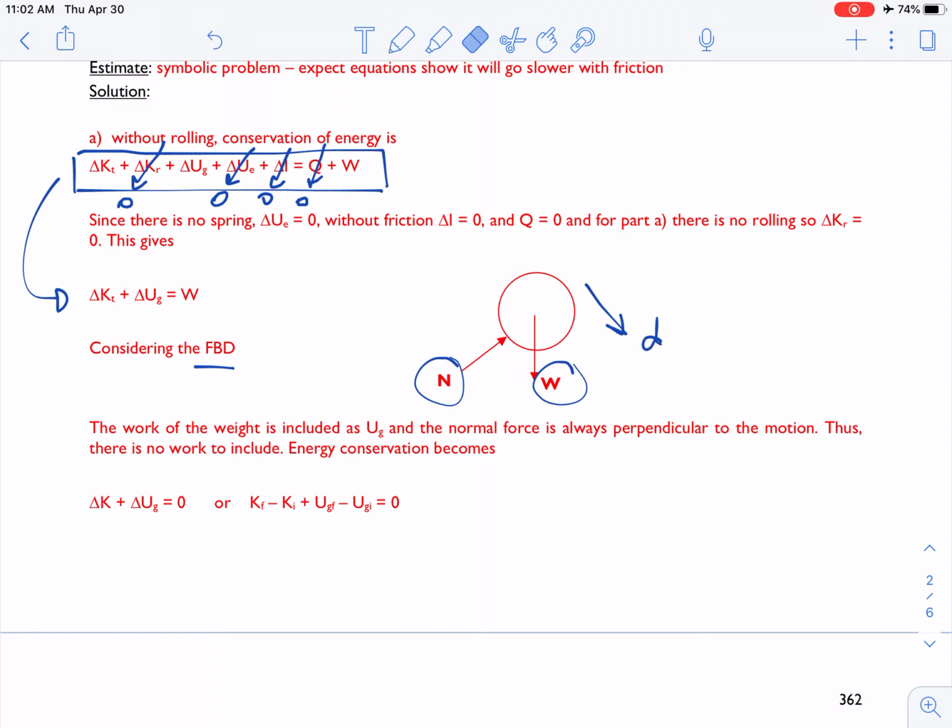Let me get rid of these. You can see that the normal force and the displacement are perpendicular to each other, and the weight force is not perpendicular to displacement. However, we are already keeping delta UG, right? So we're going to say that there's no work done to put in the equation. We're just going to simply say the work term is 0, again because the work done by the weight is included as the UG.